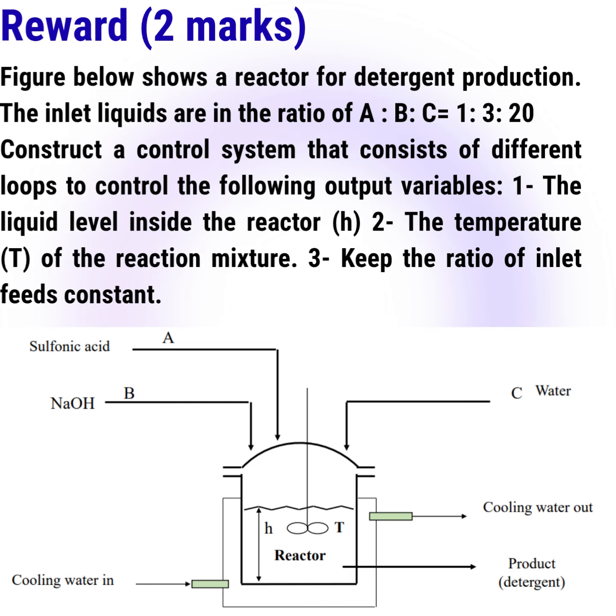Reward: 2 marks. The figure below shows a reactor for detergent production. The inlet liquids are in the ratio of A:B:C equals 1:3:20. Construct a control system that consists of different loops to control the following output variables. 1. The liquid level inside the reactor, H. 2. The temperature, T, of the reaction mixture. 3. Keep the ratio of inlet feeds constant.